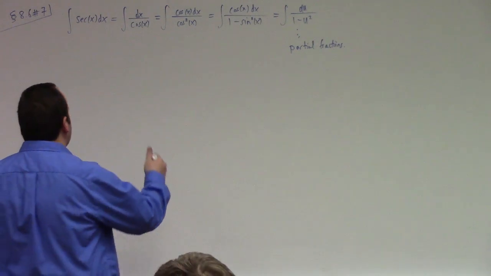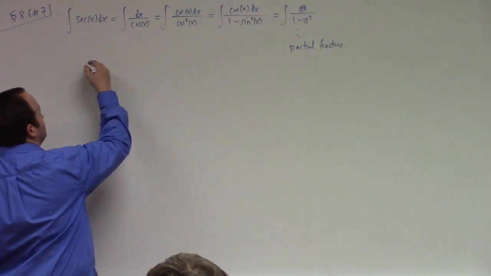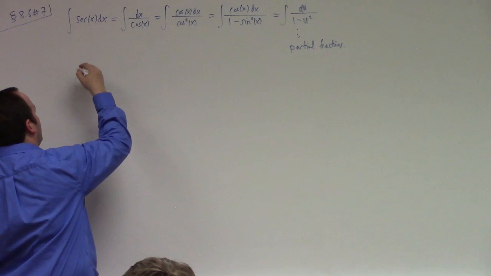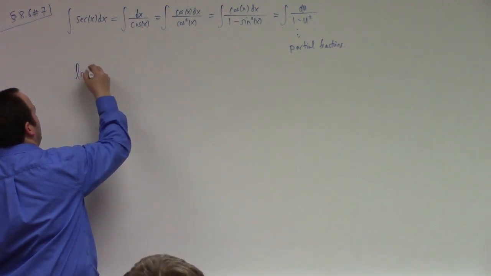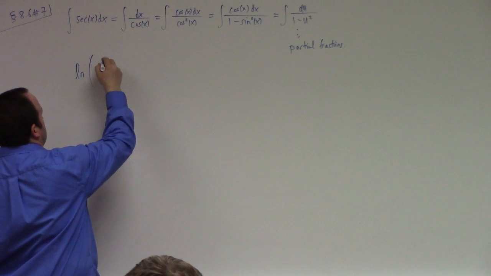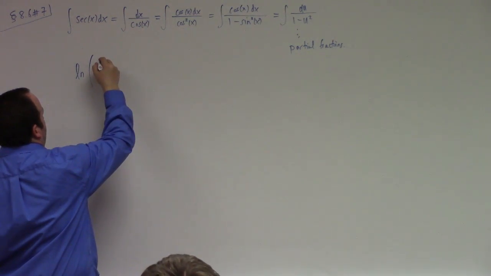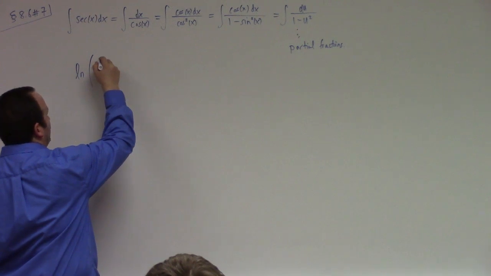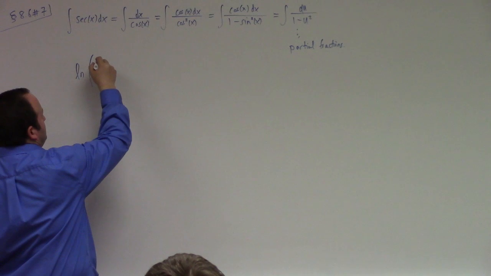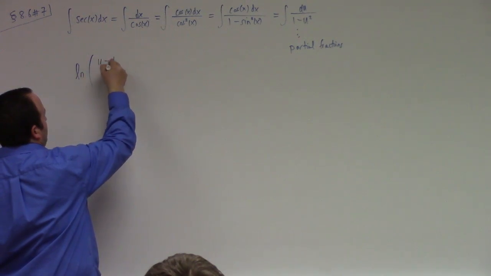Yeah. So what was the answer you got? I mean, you said you got to something, but it didn't match the answer. The answer I got was natural log of u minus 1 over u plus 1. Say again? U minus 1 over u plus 1?